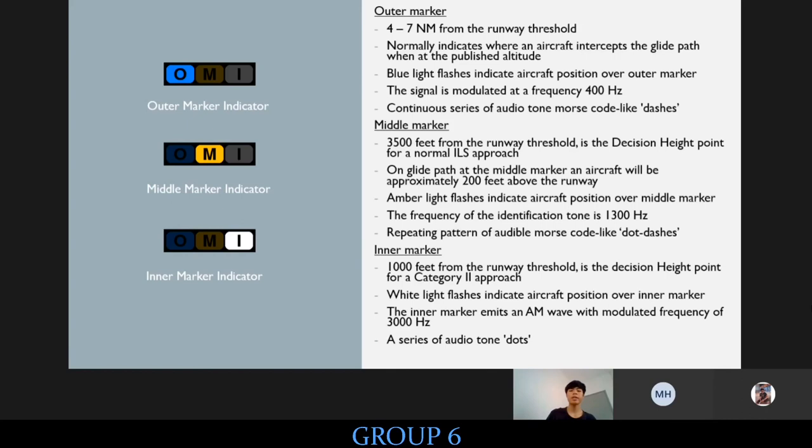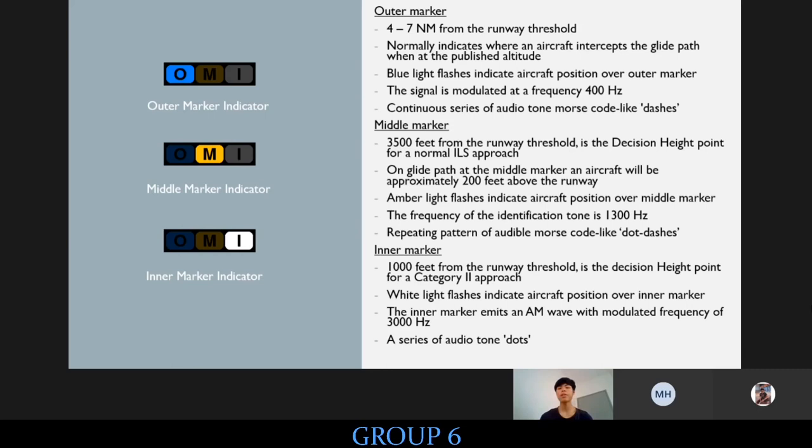Next is the middle marker. It is located 3,500 feet from the runway threshold, at the decision height point for a normal instrument landing system approach. On the glide path at the middle marker, an aircraft will be approximately 200 feet above the runway.